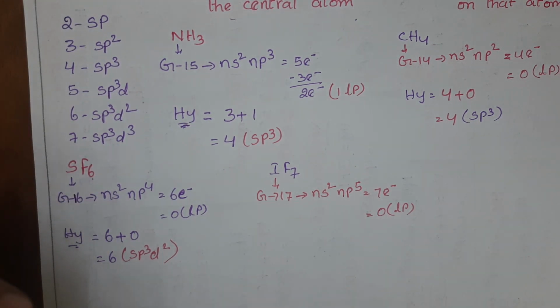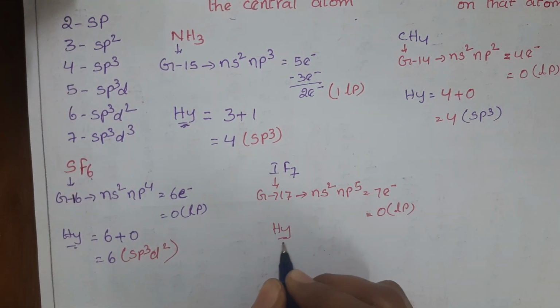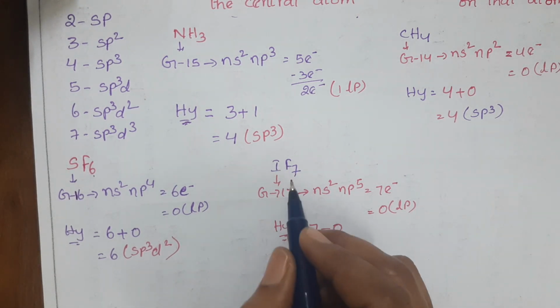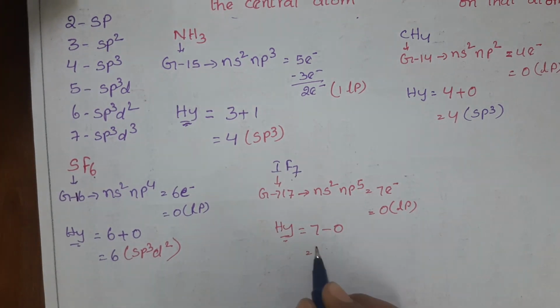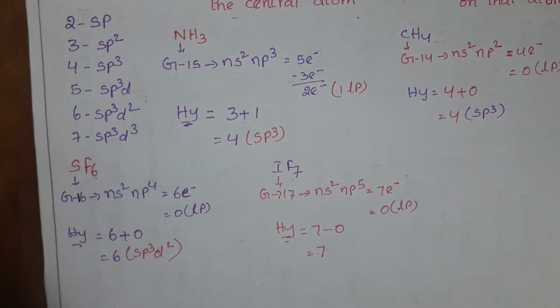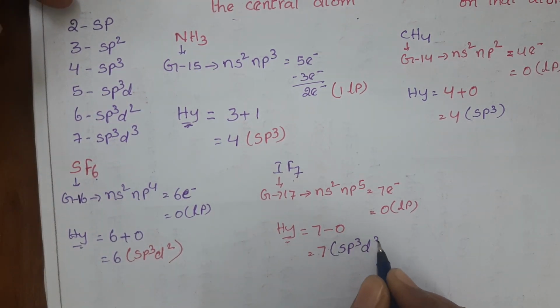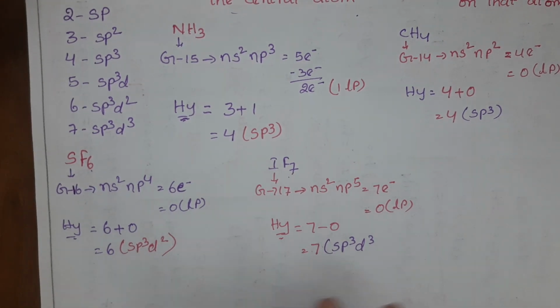Next, hybridization equals 7 atoms attached minus 0 lone pairs. 7 minus 0 is 7, and 7 is sp3d3. So it is about the heavy compounds.